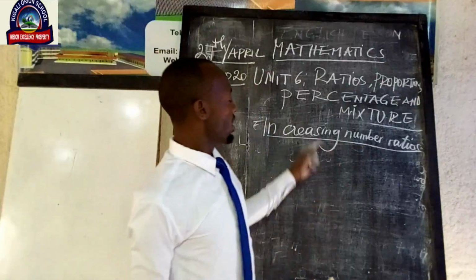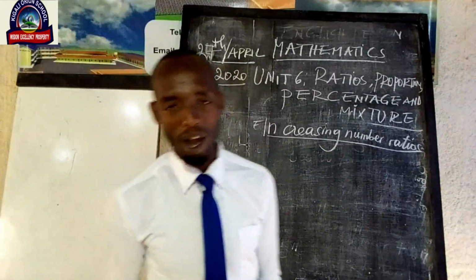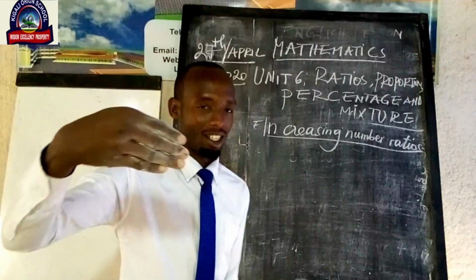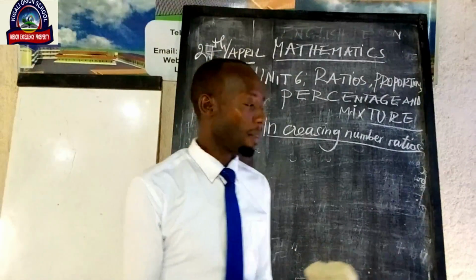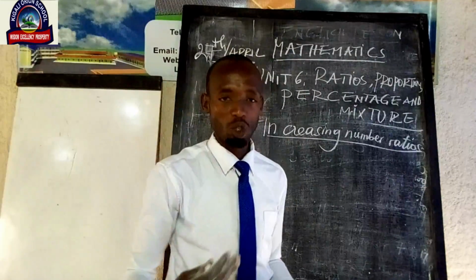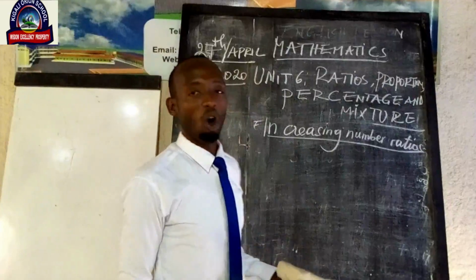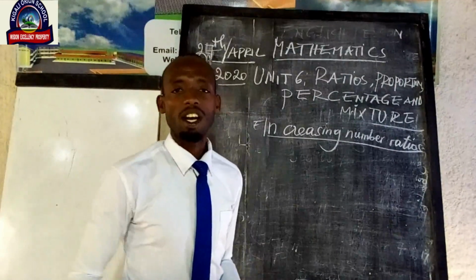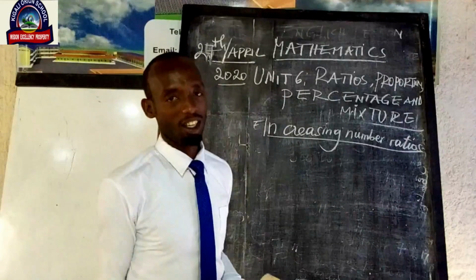Now, this point says that increasing a number by ratios, to increase means to add. First of all, we have a number, but if somebody asks you to increase the number by ratios, what can you do? First of all, you will express the given ratio as a fraction, then you multiply by the quantity given.